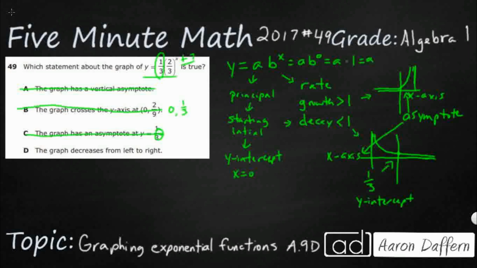The graph decreases, that's it. Because this b is less than 1, it decreases from left to right. Our answer is D.